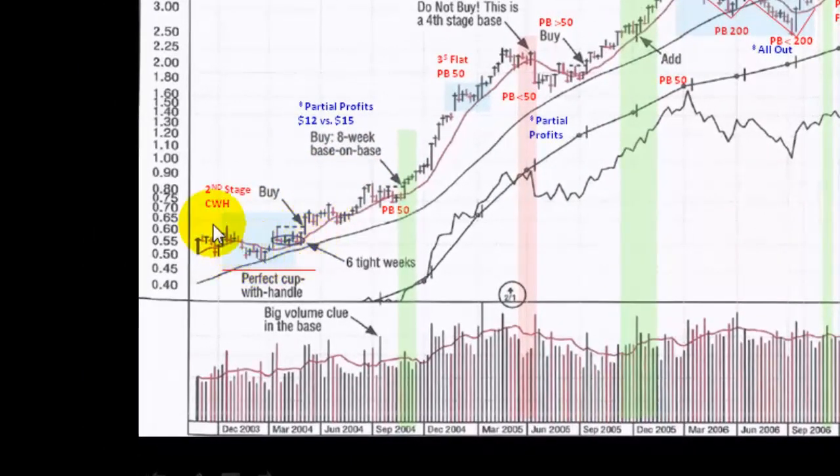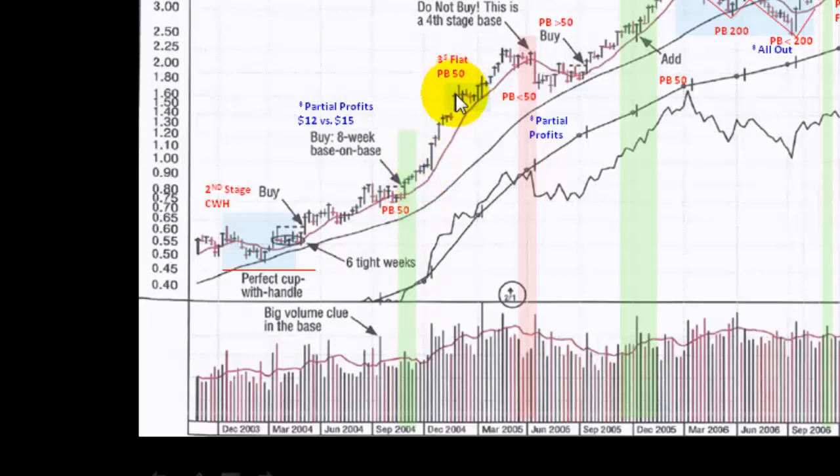Here we have a second stage cup with handle and some tight areas, which is a sign of technical strength. It makes a little run up and then consolidates. It did not run up 20% or more, so we consider that a base on base, and it would still be a second stage base, but it would be a flat base in this case. So it bounces off the 50 with strong volume, closes strong in the upper half, upper 2/3 of the day's range. That's a good place to add to your position.